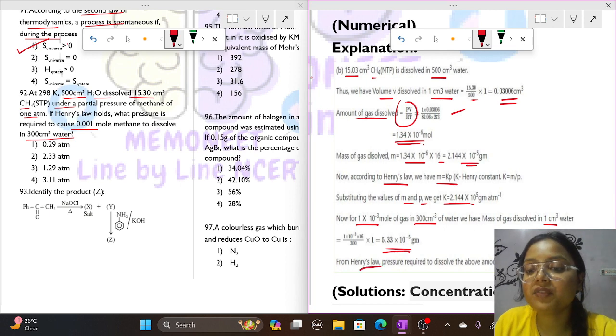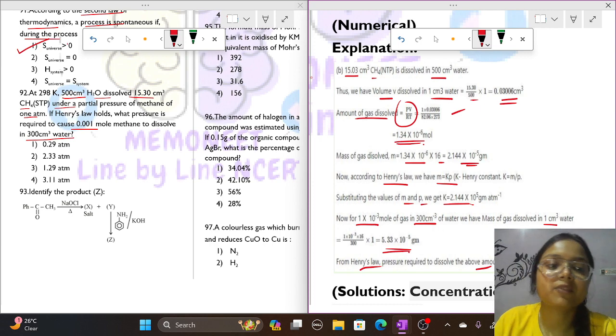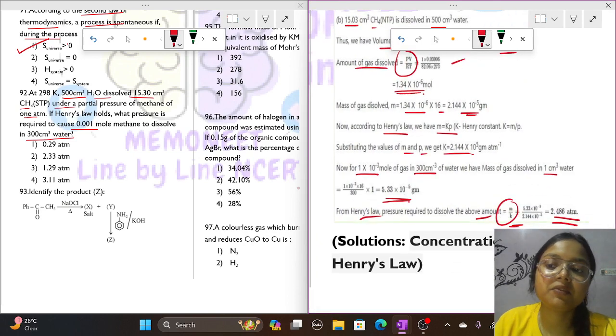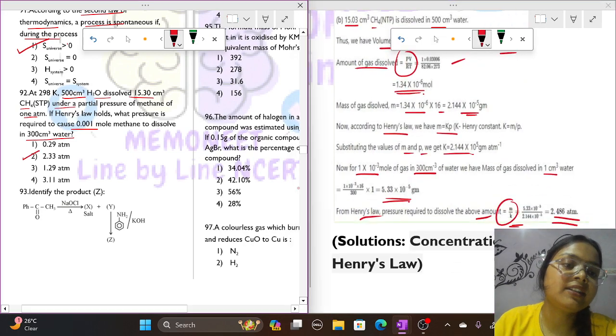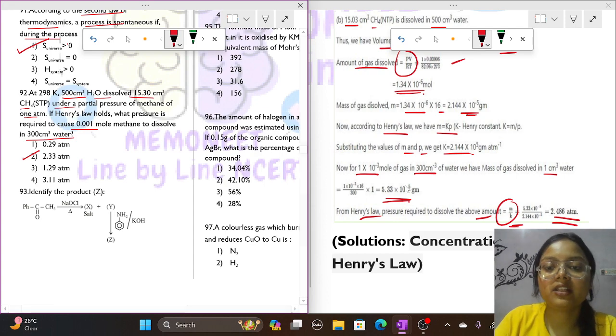And for Henry's law, we know that the pressure required to dissolve the above amount is m by K. So from this we can find the pressure, which comes out to be 2.486 atm, which is equivalent or nearer to 2.33 atm.